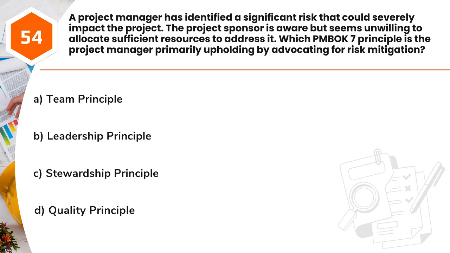Question 54. A project manager has identified a significant risk that could severely impact the project. The project sponsor is aware but seems unwilling to allocate sufficient resources to address it. Which PMBOK 7 principle is the project manager primarily upholding by advocating for risk mitigation? A. Team principle. B. Leadership principle. C. Stewardship principle. D. Quality principle.